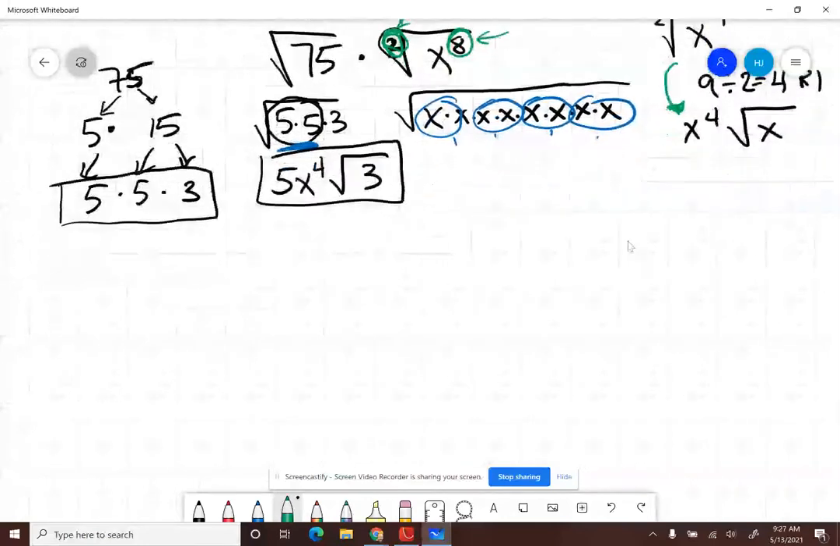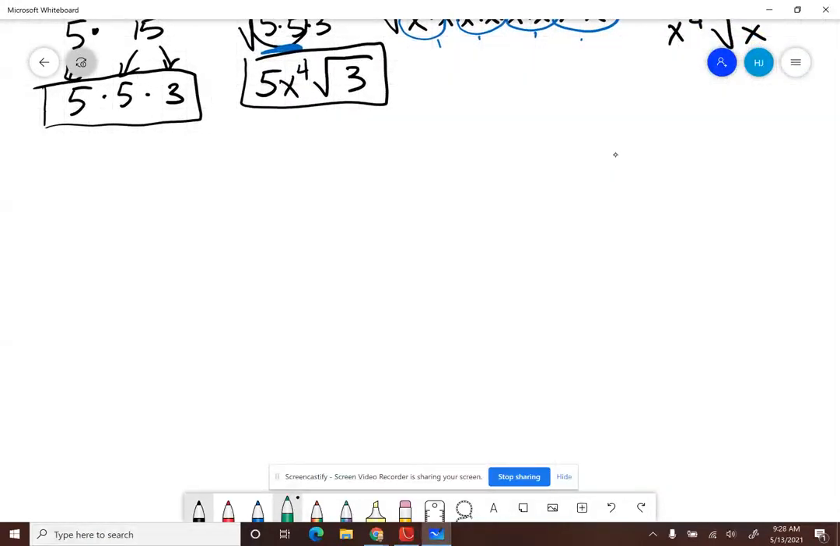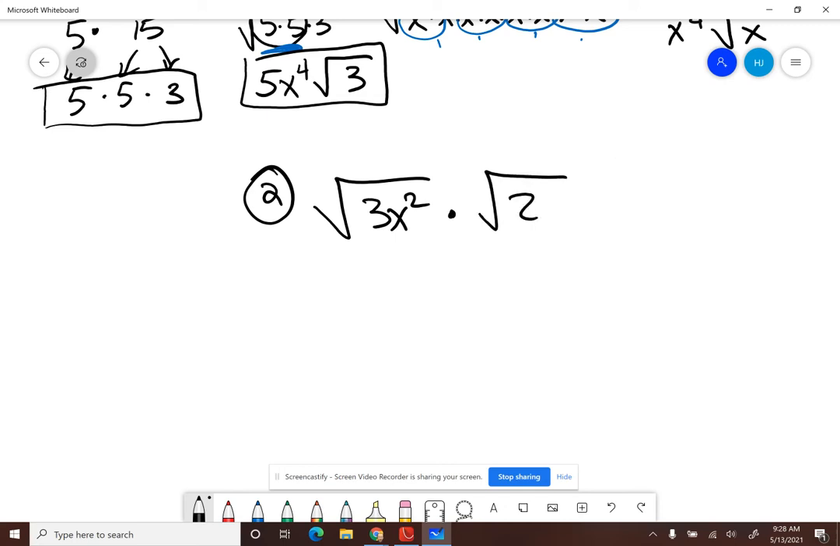Let's look at another example. I think it'll help us. This time we're going to add in some multiplication. So number 2, we have the square root of 3x squared times the square root of 21x to the 3rd, okay? So first thing we want to do is go ahead and do this multiplication. Again, we just take the coefficients, which would be the numbers in front of the variables, and let's do those first. So I'm just going to make one square root symbol.